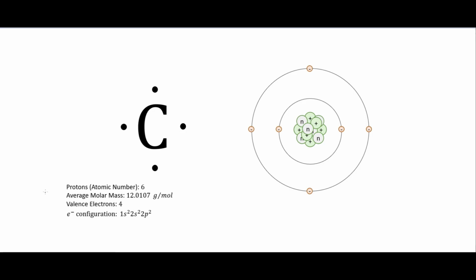Carbon has atomic number 6, which means it has 6 protons. Its average molar mass is 12.0107. The molar mass, if you remember from your general chemistry, takes into consideration all the different isotopes of it, which is why for something like carbon, it's slightly over what you would expect for something that always has 6 protons and 6 neutrons. So you can get things like carbon 13 and carbon 14, which have more neutrons.